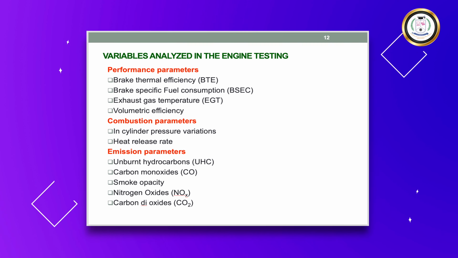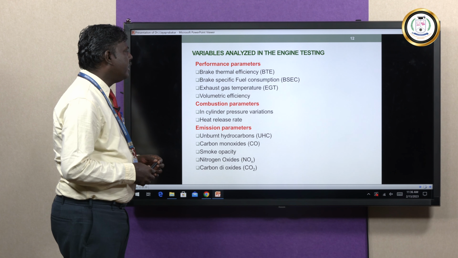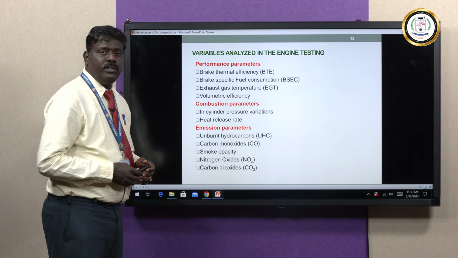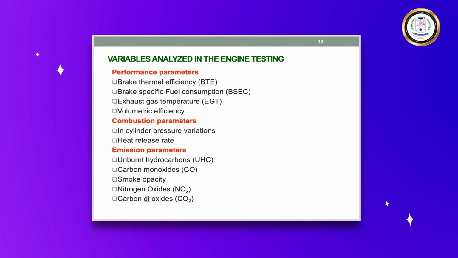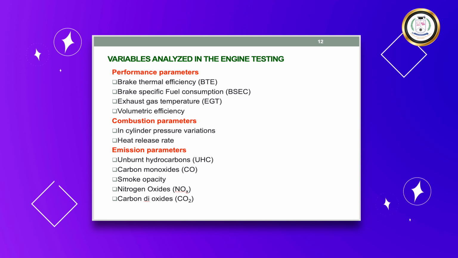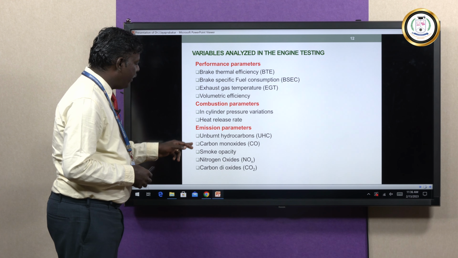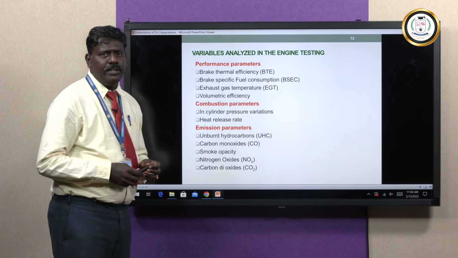which include the brake thermal efficiency, brake specific fuel consumption, exhaust gas temperature, volumetric efficiency, combustion parameters, which include the in-cylinder pressure variations, heat release rates, and of course the emission parameters: unburned hydrocarbons, carbon monoxide, smoke opacity, nitrogen oxides, and carbon dioxide. These are all very, very important emission parameters that need to be studied.